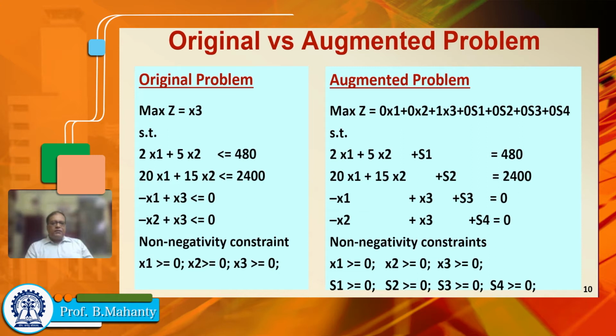Now 2x1 plus 5x2 plus s1 equal to 480, 20x1 plus 15x2 plus s2 equal to 2400, minus x1 plus x3 plus s3 equal to 0, and minus x2 plus x3 plus s4 equal to 0. And all of these variables are greater than or equal to 0. Those are our non-negativity constraints.